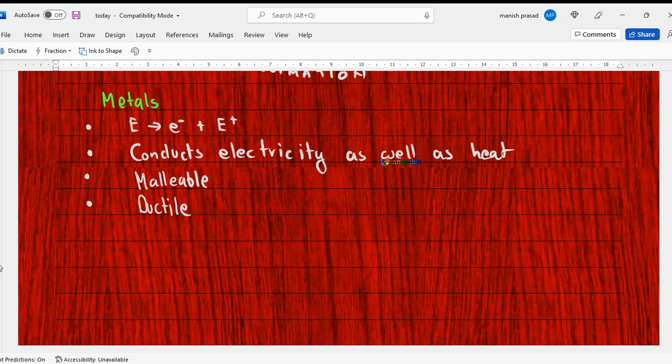Wait, what? Which produced a ringing sound? Oh, the metals because they conduct heat. The metals produce a ringing sound, and that property is known as sonorous. Okay, they are what? Sonorous. They have a ringing sound.